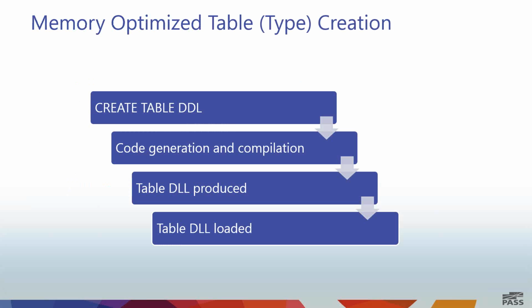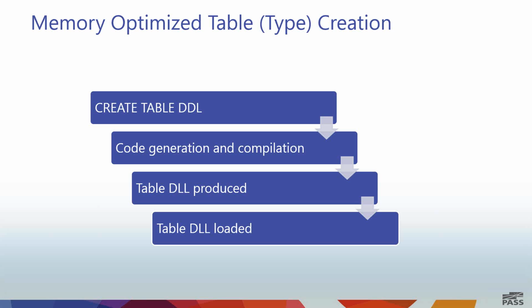Now, let's talk about what happens when you create a table type or a table in general. What happens behind the scenes is you issue a create table DDL, and behind the scenes we go through a process of code generation and compilation, and we take the table metadata and table access methods, and we generate C code, and we compile that to an actual DLL, and then we load this DLL in memory.